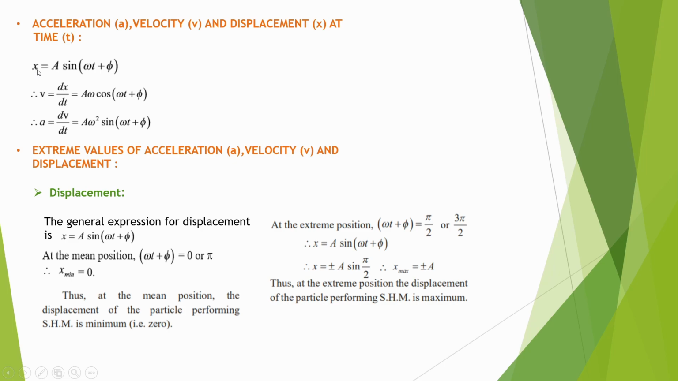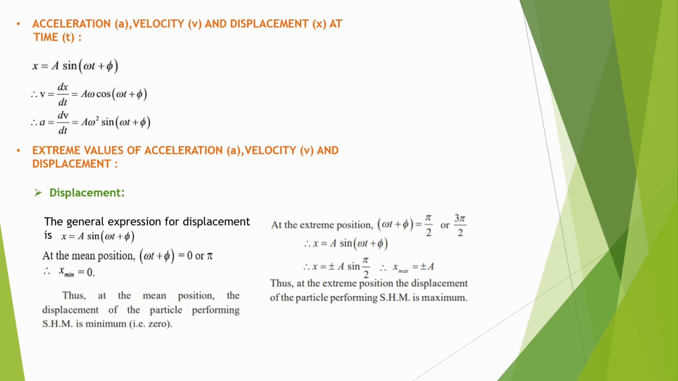Then find out the acceleration. What is the acceleration? That is the rate of change of velocity with time. So we get acceleration equal to minus a omega square sine omega t plus phi. So that is the acceleration, velocity and displacement at time t. Then let's see the next, that is the extreme values for acceleration a, velocity v and the displacement.